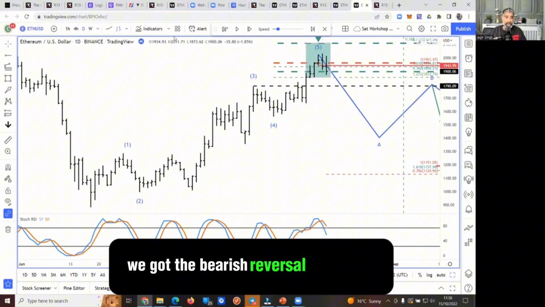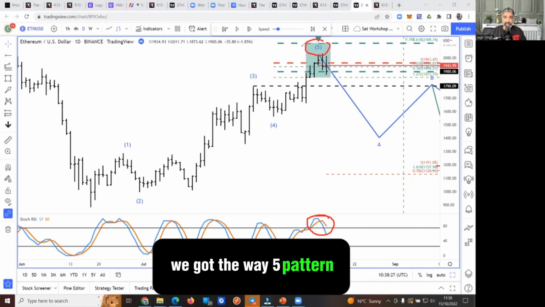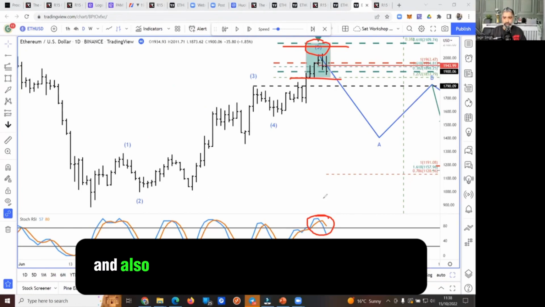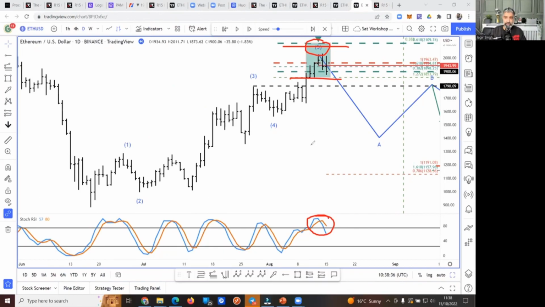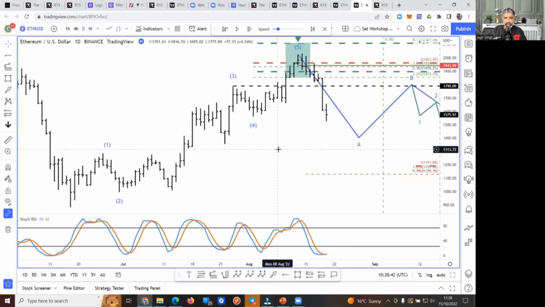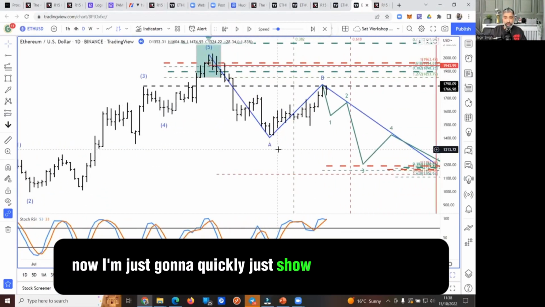We got the bearish reversal down here. You can see the bearish reversal down here. We got the wave 5 pattern. We got the ratios. We haven't done time. There are some time factors. We're not going to do that today. And also we've got momentum, pattern and price. That's more than enough. And then if we look at it, that's what it did.